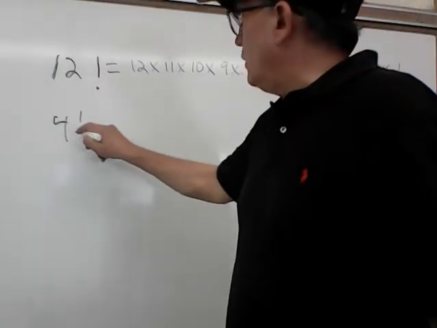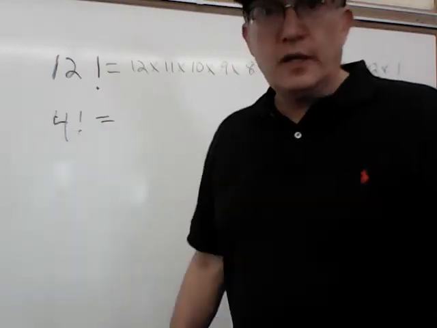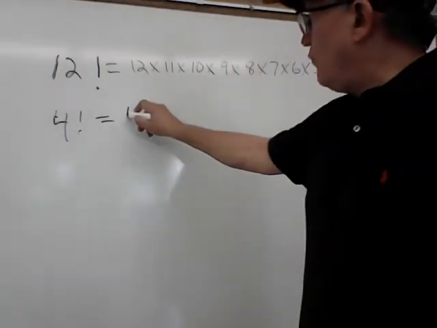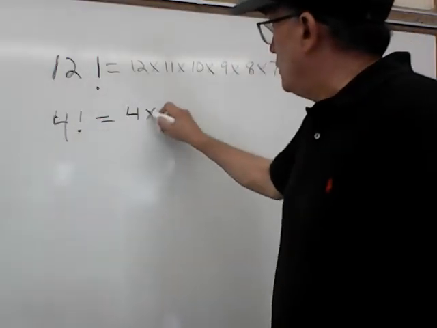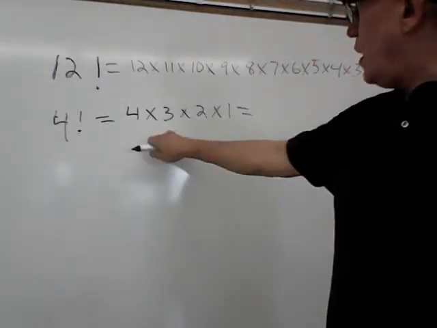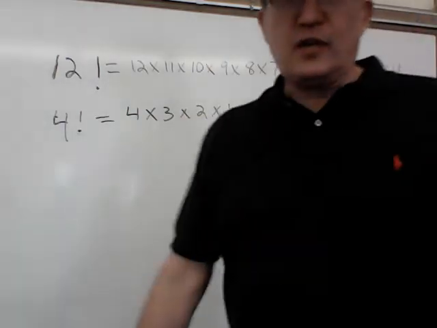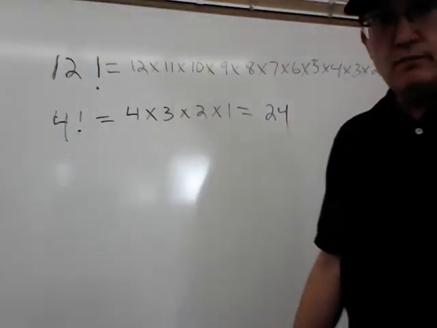4 factorial. We can work that one out. 4 factorial means 4 times 3 times 2 times 1, 12 times 2 times 1, 24. So 4 factorial is 24.